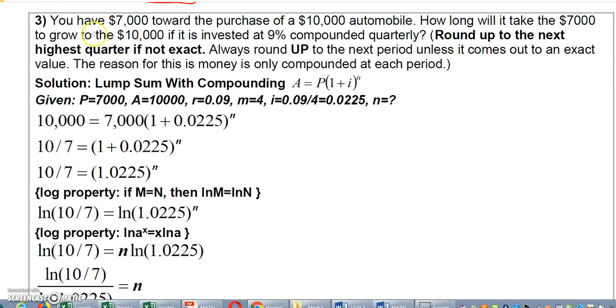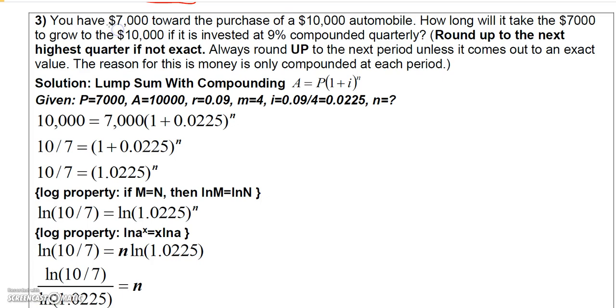Well, howdy. On this example, we're going to actually solve a time problem. A time problem is where you're solving for the number of periods or the number of years for an investment to grow to a certain amount. So here, let's take a look at this example.